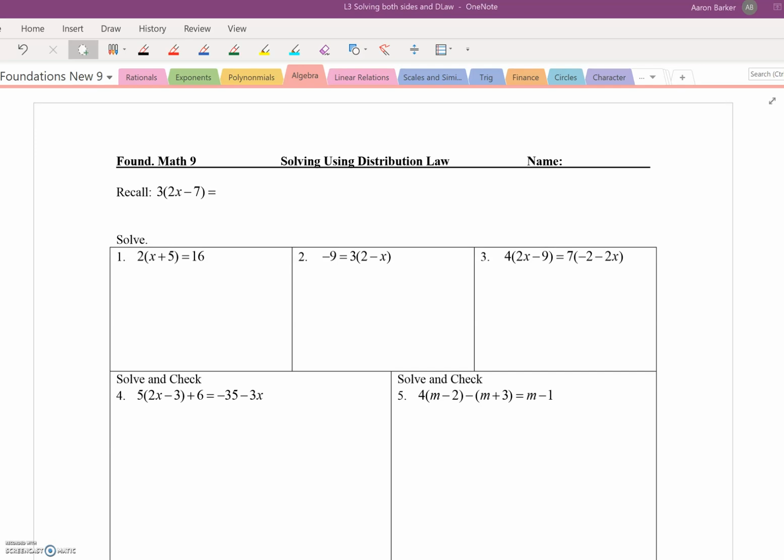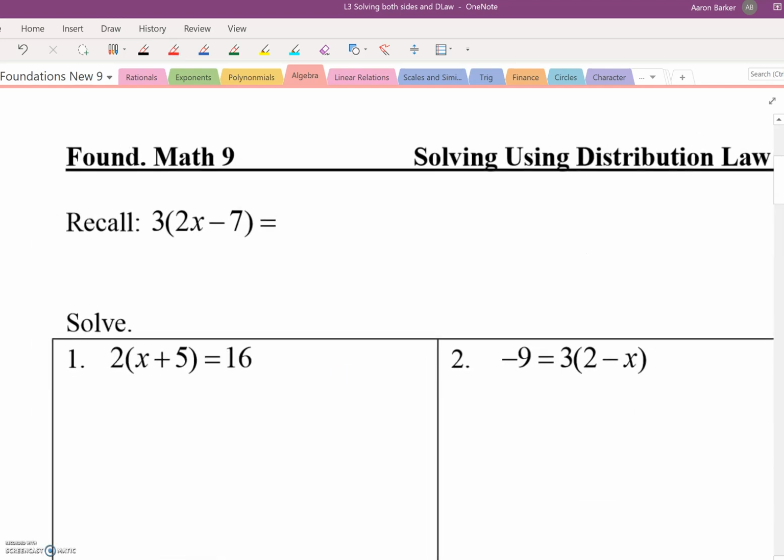Okay, class. So today we're going to be solving equations, but we're also going to be using the skills that we learned in our last unit. So just recall in our last unit when we multiplied two polynomials, in this case the 3, a monomial, times the binomial, 2x minus 7, we have to multiply the 3 by the 2x and also the 3 by the minus 7. So the first multiplication would be 6x. The second multiplication would be negative 21. That's what we're going to be doing today as we solve polynomials.